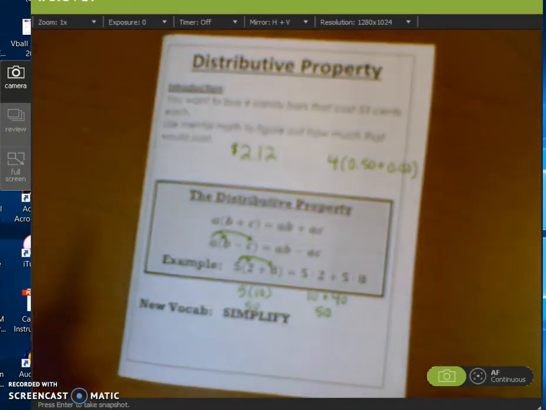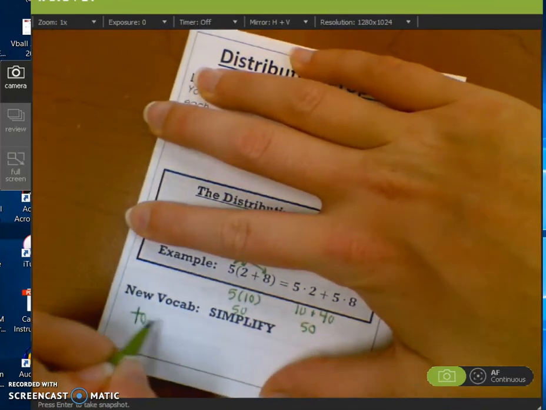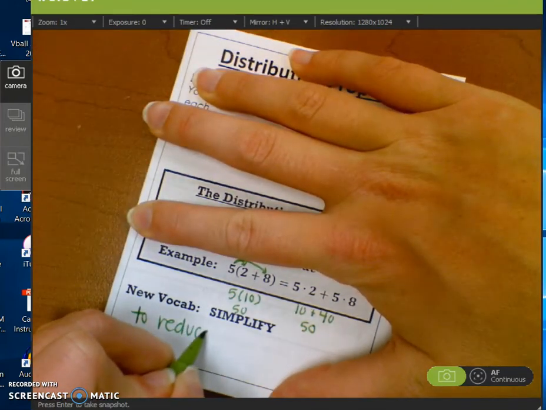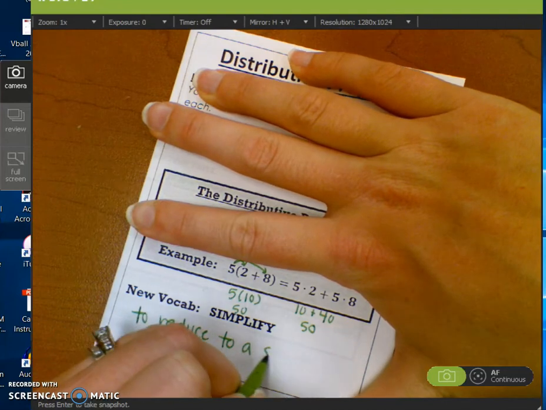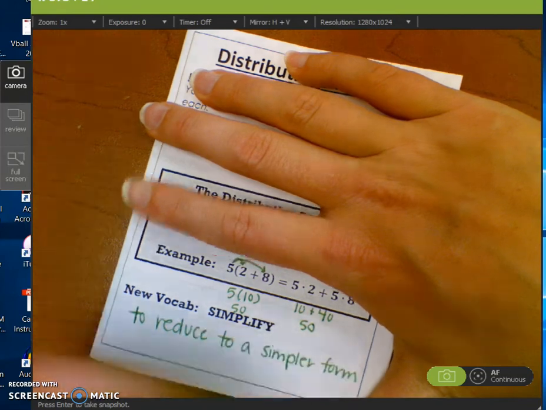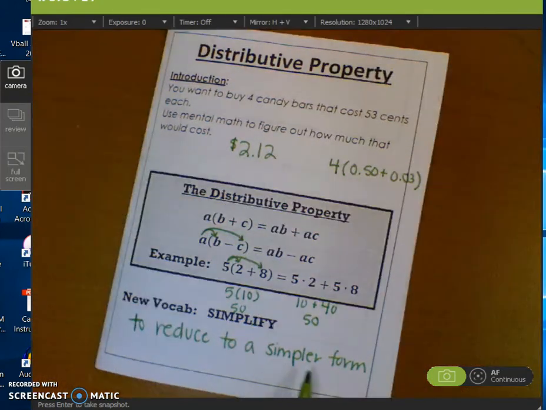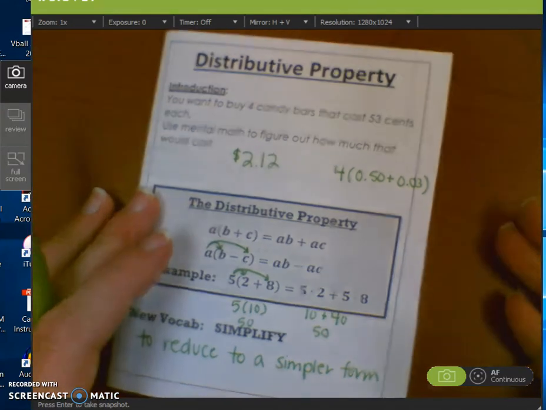So the last thing we have to do is we've got just one new vocab word, which is simplify. And really, when we're talking about this in math, we're just talking about reducing it to a simpler form. And a lot of times in math, that's like a shorter form. So you see simplify and simpler kind of sound similar. They start the same. And we'll be talking about how we can use the distributive property to simplify expressions on the inside.